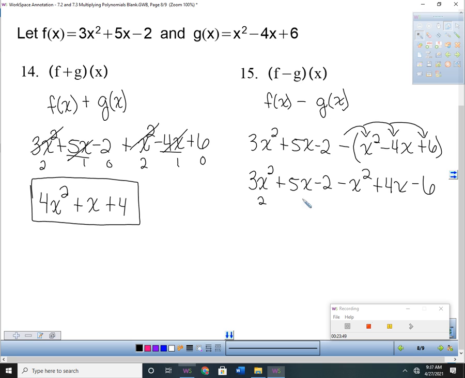Then I do the whole process. Degree of 2, 1, 0, 2, 1, 0. 3x squared minus 1x squared is 2x squared. 5x plus 4x is 9x. And negative 2 and negative 6 make negative 8.